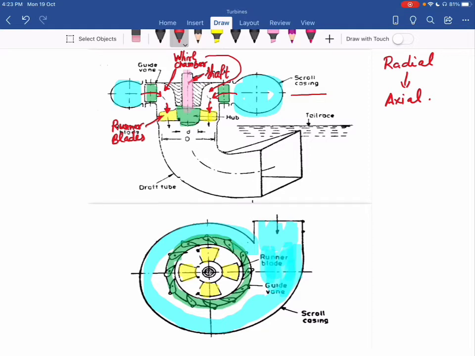After striking the runner blades, the water goes to the draft tube. At the bottom we have a draft tube. This is a draft tube of elbow type, with a rectangular cross section at the end. So here we use an elbow type draft tube. In this manner, this turbine works.